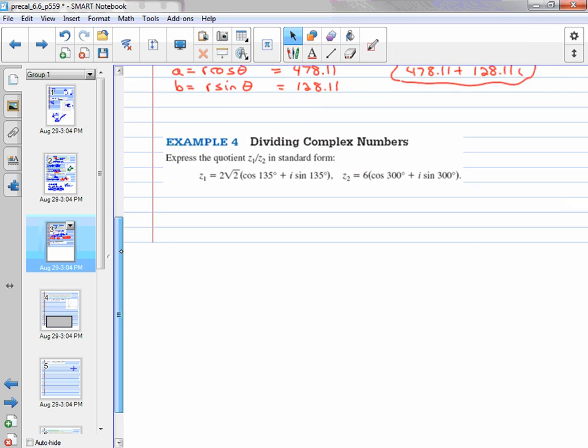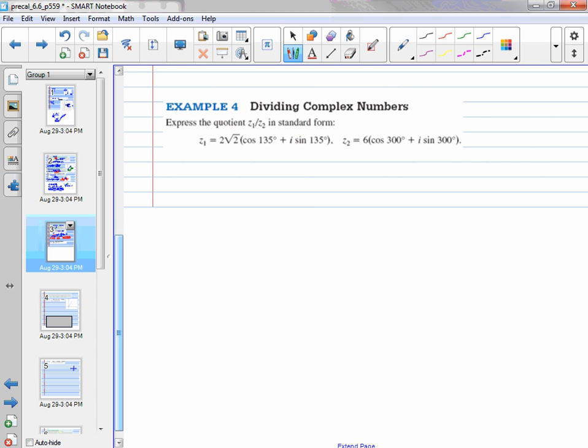Dividing complex numbers. So we want to take z sub 1 divided by z sub 2, and again end up in standard form. Okay, so if I'm going to divide, well, the radii, 2 square root of 2, the moduli, over 6. Well, that reduces to square root of 2 over 3. Then my angles, I need to subtract. So I need to take the first one, 135, minus the second one, 300.